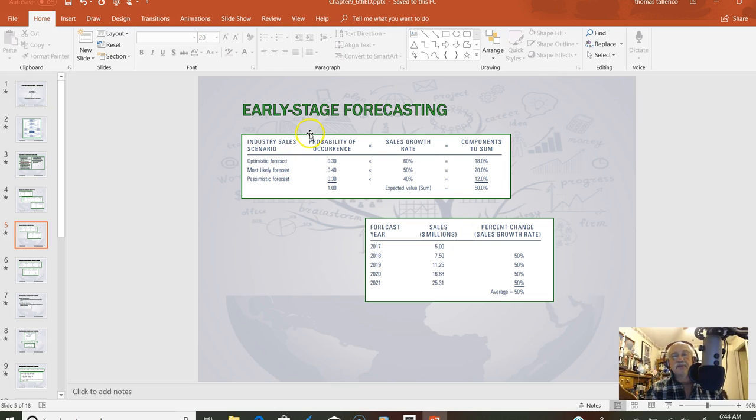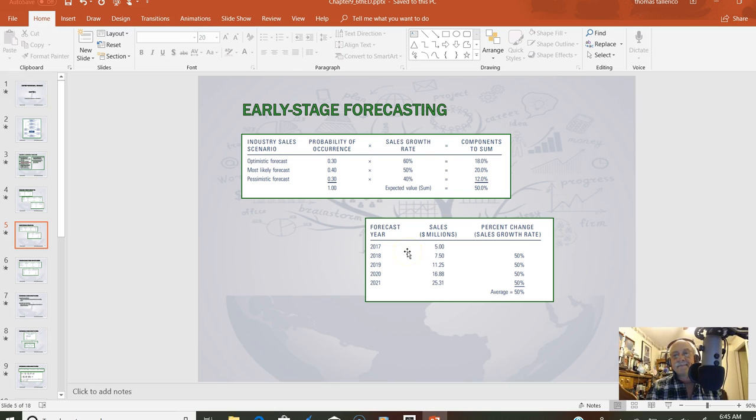All right, so early stage forecasting. Again, here's the same equations, right? The equations don't change. You have optimistic, most likely, and pessimistic probabilities. Remember, the probabilities always add up to 1, right? So the probabilities have to add up to 1. And here's the forecasted sales growth rate, and here are the components you sum. When you sum them up, you'll end up with 50%. Again, this is expected return from 330, the sum of the probabilities times the expected return, and then you add them, right?